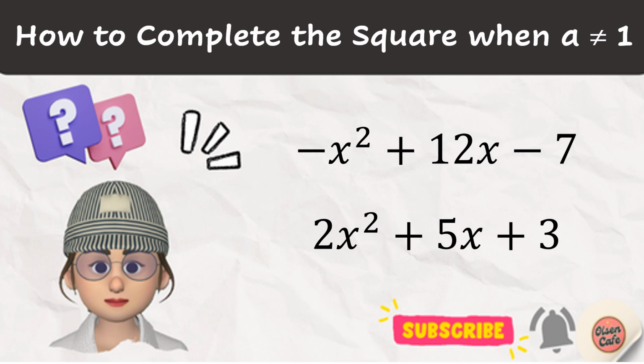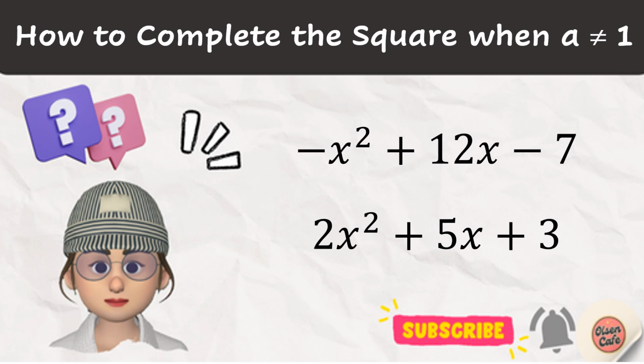Now in my last video, I gave you a visual representation of what completing the square really means. Today, I would like to show you how to complete the square when the coefficient of x squared is not equal to 1. So before we proceed with the lesson, if you do not have a good understanding of the basics of completing the square, be sure to watch my earlier video first. You can find the link to that video in the description below.